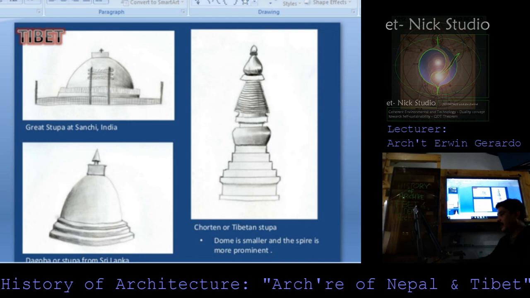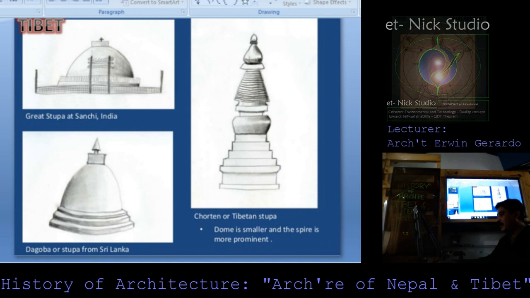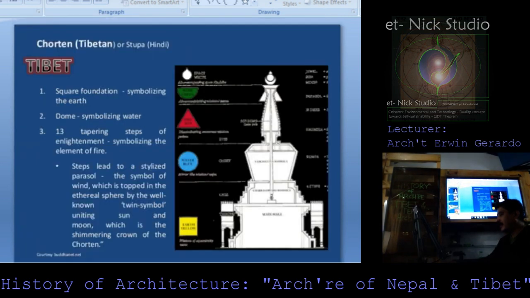There is the great stupa at Sanchi, India, and the Dagoba or stupa from Sri Lanka. The Tibetan stupa is shortened: the dome is smaller and the spire is more prominent.